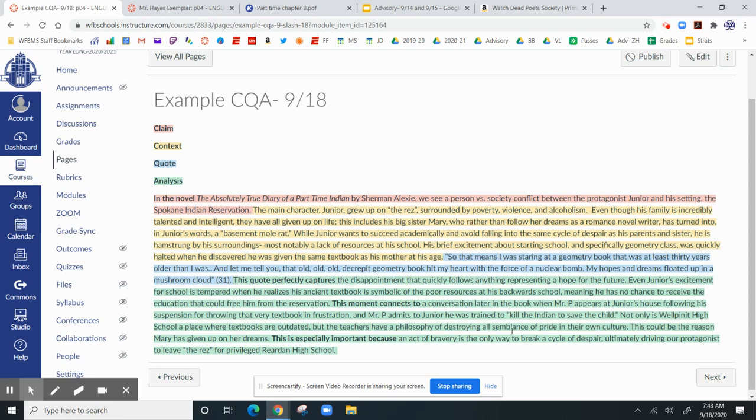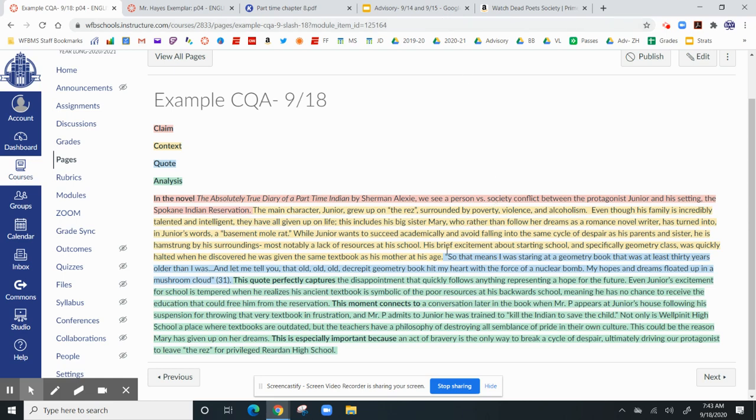Now, if I make a text connection like this, I want to explain the connection. I don't just want to leave that alone. I want to explain why I made the connection. "Not only is Wellpinit High School a place where textbooks are outdated, but the teachers have a philosophy of destroying all semblance of pride in their own culture. This could be the reason Mary has given up on her dreams. This is especially important because an act of bravery is the only way to break a cycle of despair, ultimately driving our protagonist to leave the res for privileged Reardon High School."